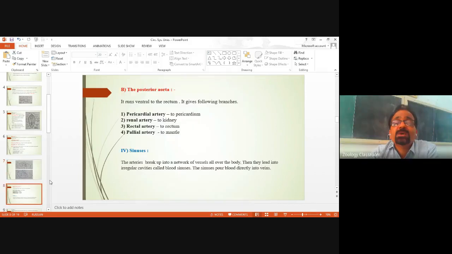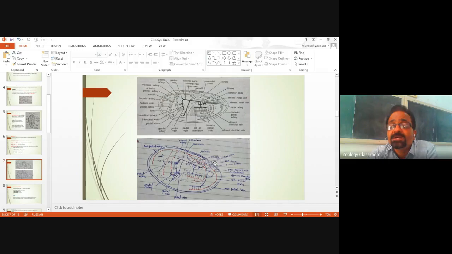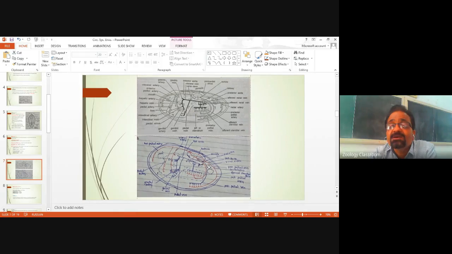Now, the next one is the renal artery. Renal means to the kidney. Let's search for the renal artery here. See, this is the renal artery running, and this is the location of the kidney. This is the dorsal loop, and this is the ventral. You see this reddish branch which is running from the posterior aorta towards the kidney and supplying blood to the kidney.